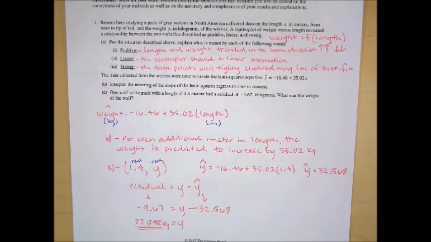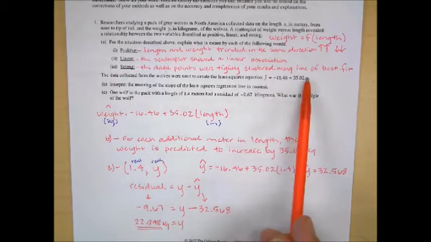And then linear would simply be, if you saw a scatter plot, you would see that the model forms a line, a trend line. And then strong just means the data points, again, if you saw a scatter plot, which you didn't, the points would be tightly clustered around the line of best fit. That would make a strong correlation. Oh, here's where they gave you the actual line of best fit.